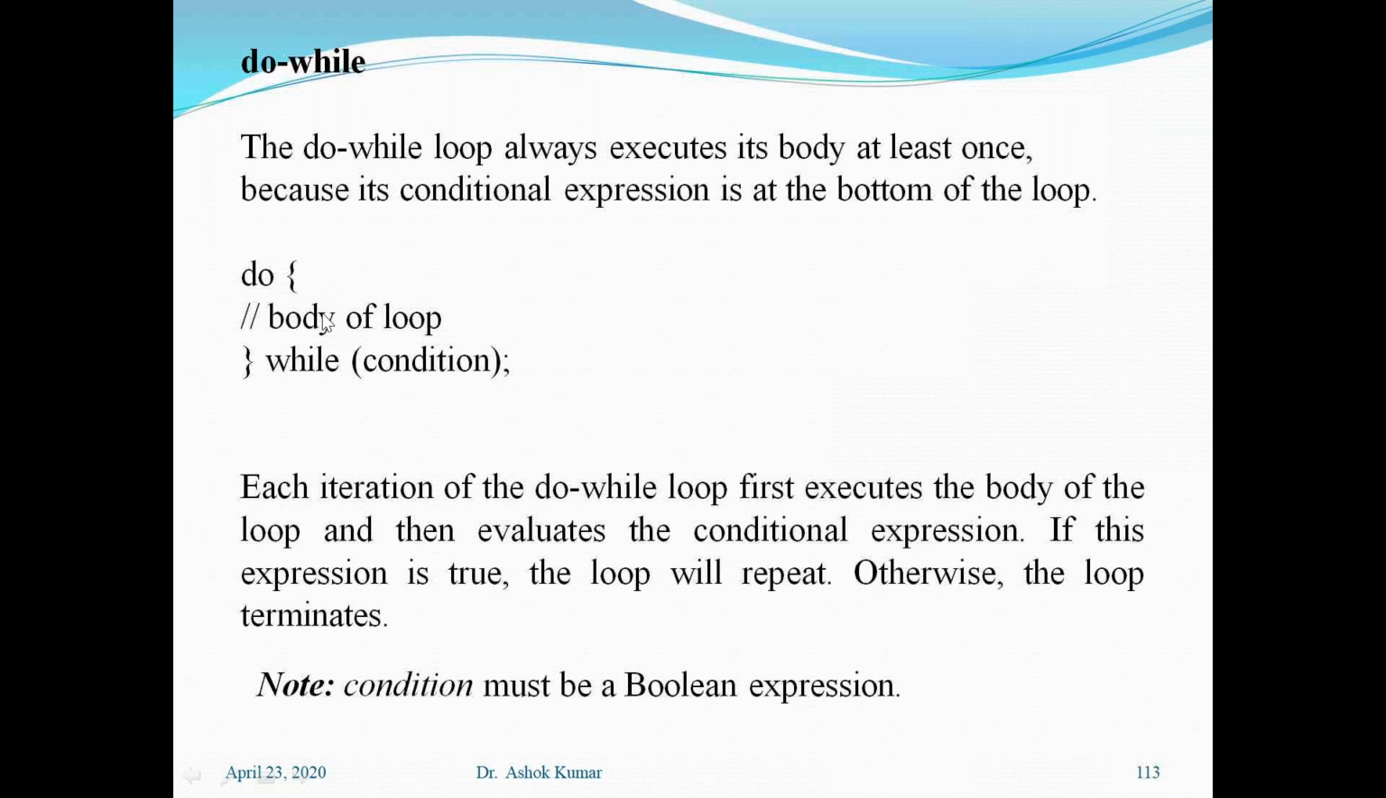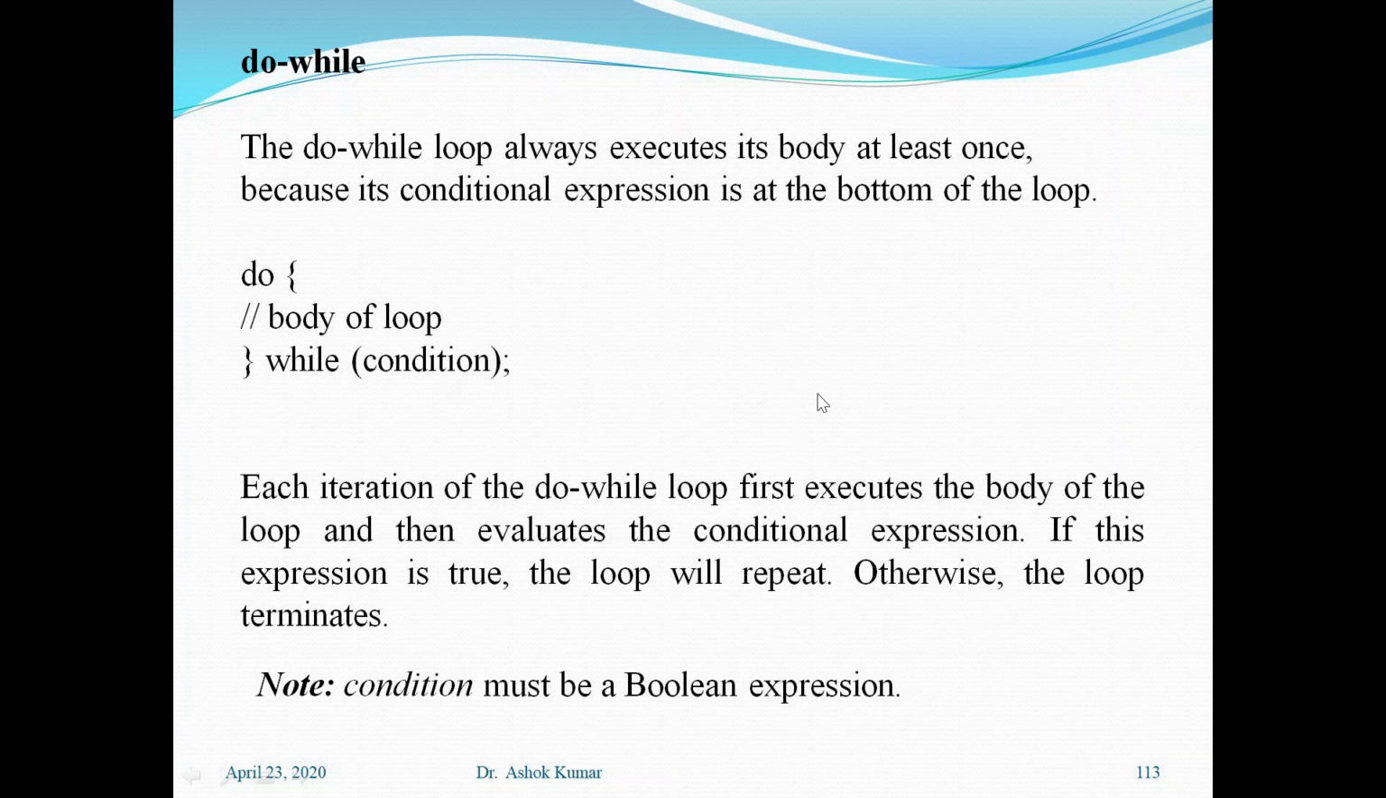So in case of do while, the body of the loop will be executed at least once, right? So wherever you want to execute some statements at least once, you should use the do while loop. And in those cases where you want to repeat the statements based on the outcome of the condition, you should use the while loop. The important point is this condition, as we have already discussed, should be a Boolean expression. It should evaluate to true or false.